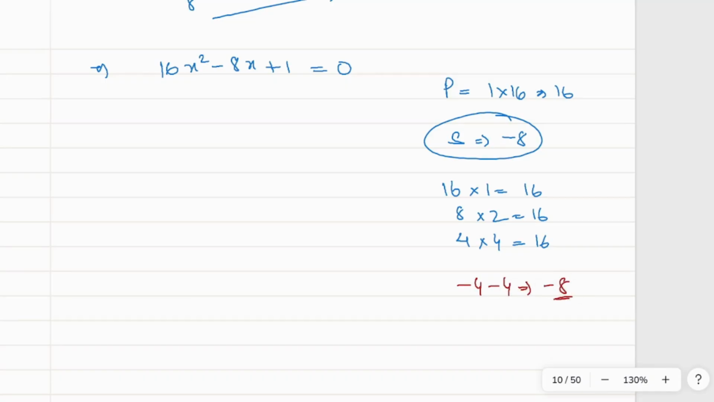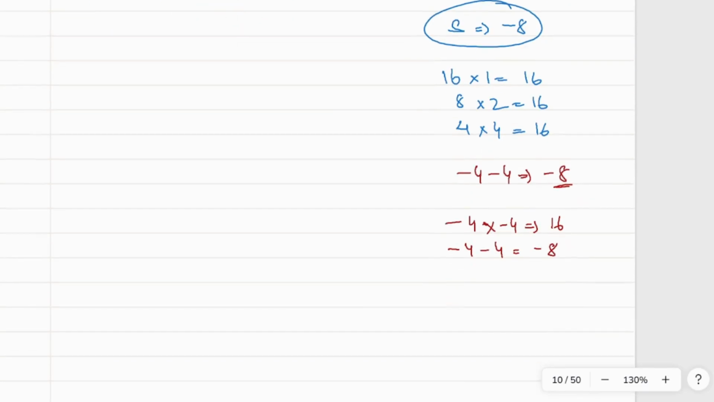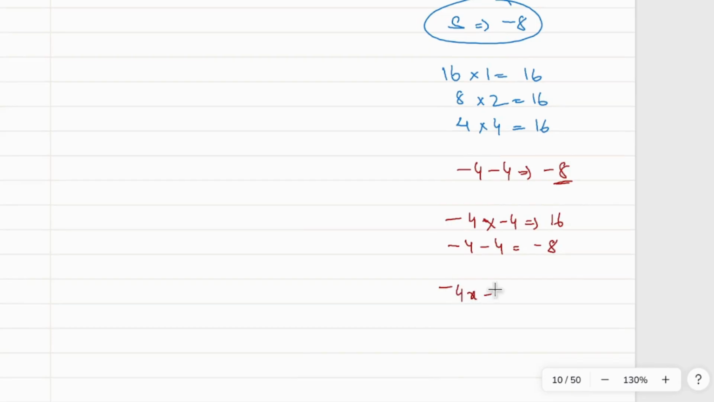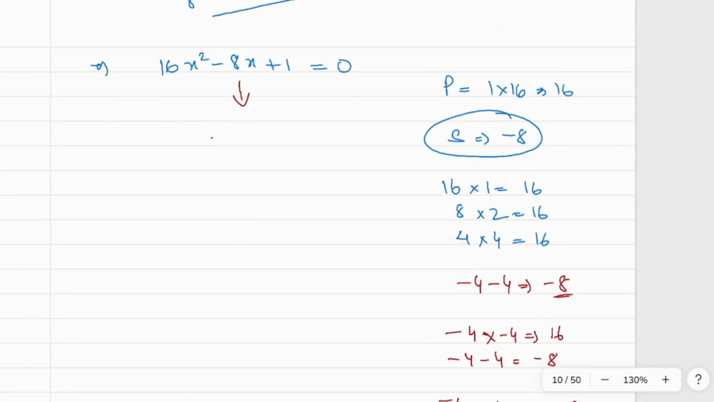So here the numbers: if I take minus 4 into minus 4, it will give me 16. Minus 4 minus 4 will give me minus 8. So the numbers I have to insert there are minus 4x and minus 4x. Then I will get the value minus 8x, right? That value I need to substitute here, that is minus 4x minus 4x. The remaining terms you have to write without any change, that is plus 1 equal to 0.